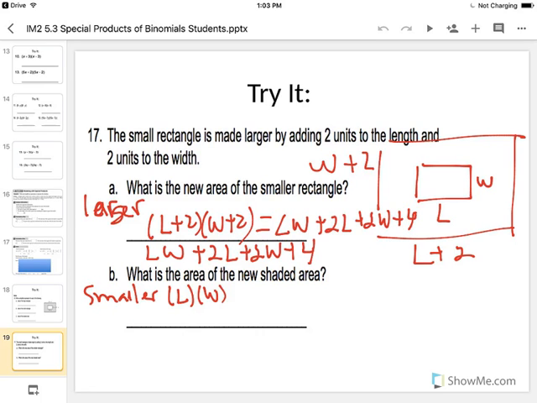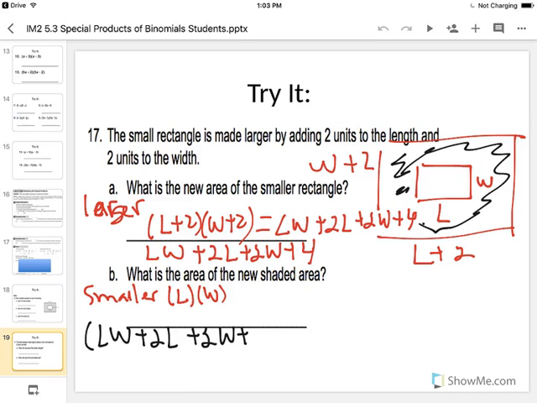Now we're looking for the shaded area. The shaded area is this part here. That means we take the larger one, LW plus 2L plus 2W plus 4, minus LW. These will cancel out, so we have 2L plus 2W plus 4. We cannot solve it any further unless they tell us what L is and what W is.